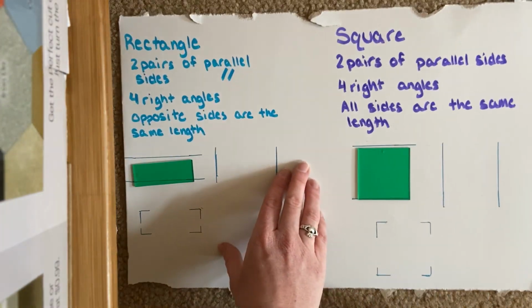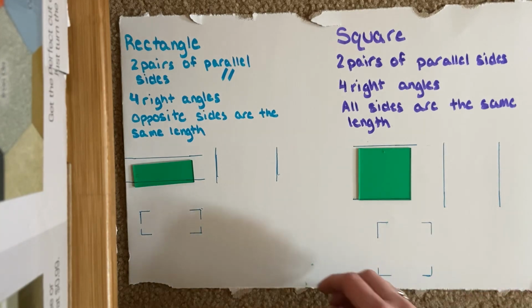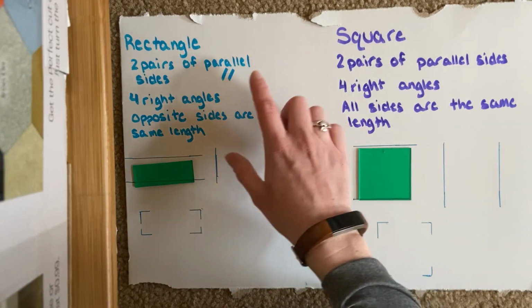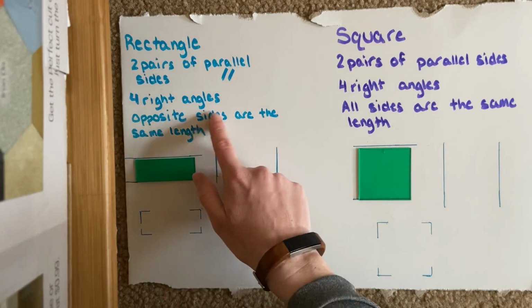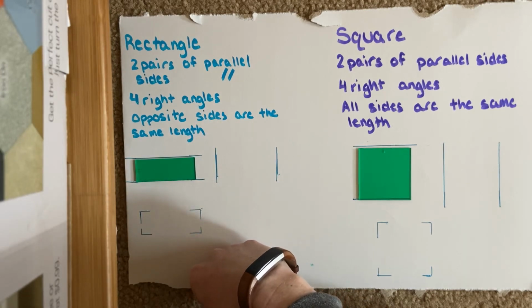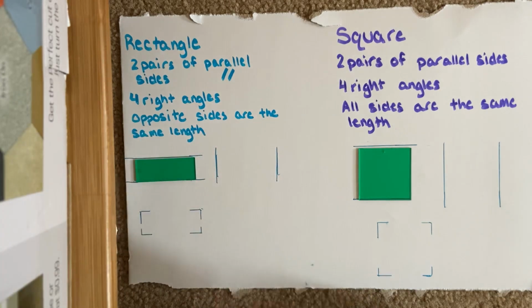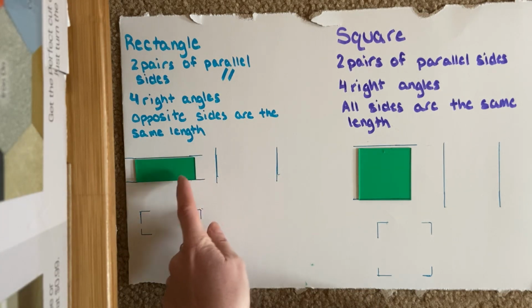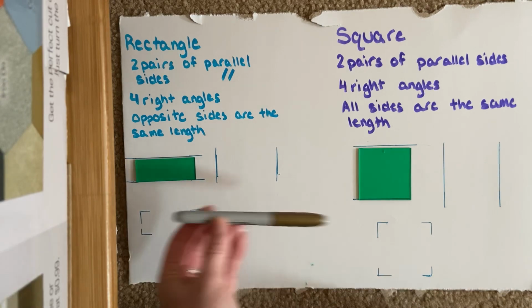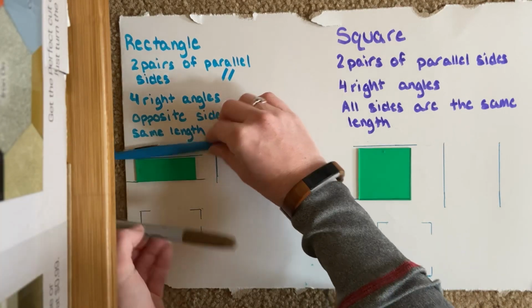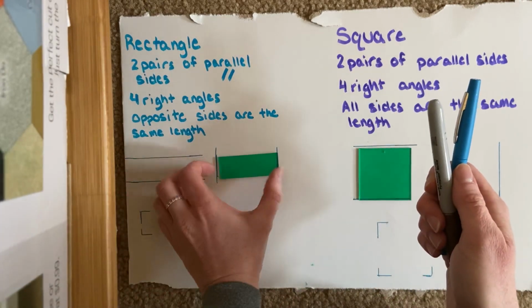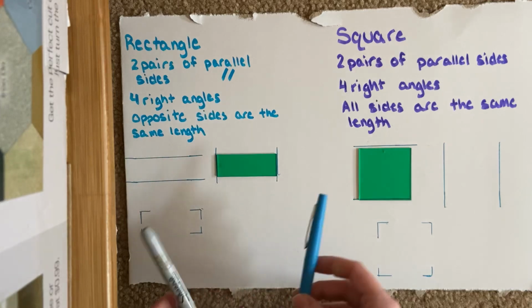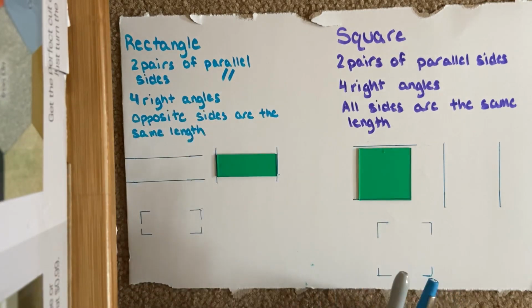Now we're going to take a look at rectangles and squares. A rectangle has 2 pairs of parallel sides, sides that will never cross, 4 right angles or square corners, and opposite sides that are the same length. If you look at the rectangle right here, the top and bottom again, when we continued those lines, they'll go on forever and never cross. When I move it over here, the sides can be continued forever and will never cross.